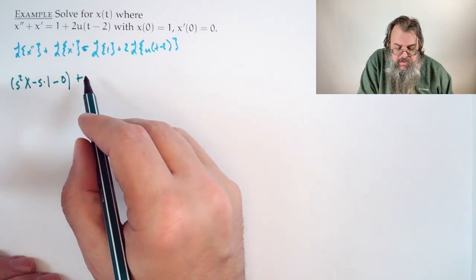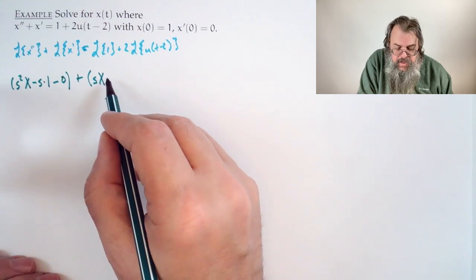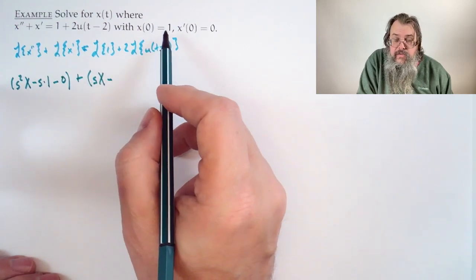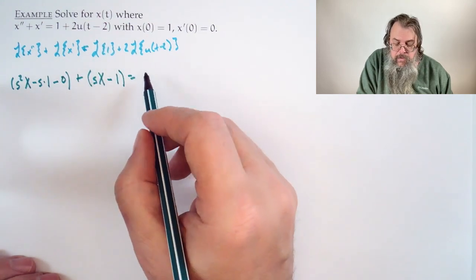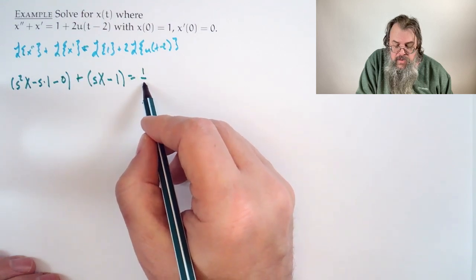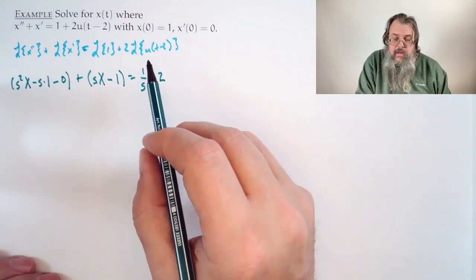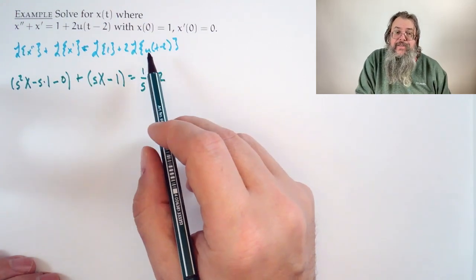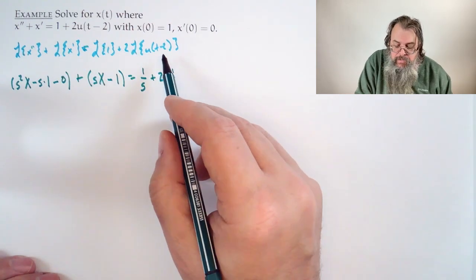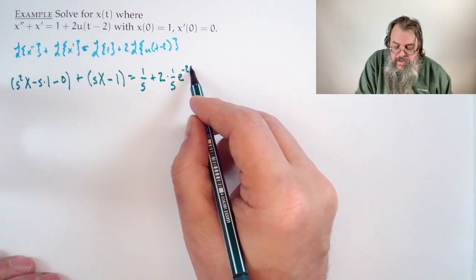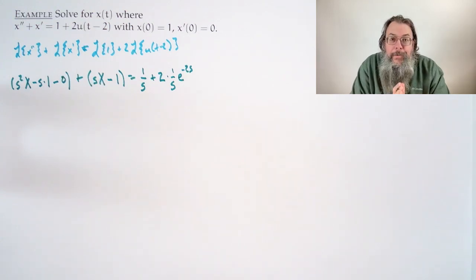Plus, now we go to Laplace of x prime, that'll be s capital X, and then we're going to subtract our x of 0, which is 1. And that's going to be equal to Laplace of 1 is 1 over s plus 2. Now here, Laplace of u of t minus 2, you can actually think of this as 1. So that's why there's a 1 over s. And then it's been shifted by 2. So that's e to the minus 2s. All right, good. So now what?